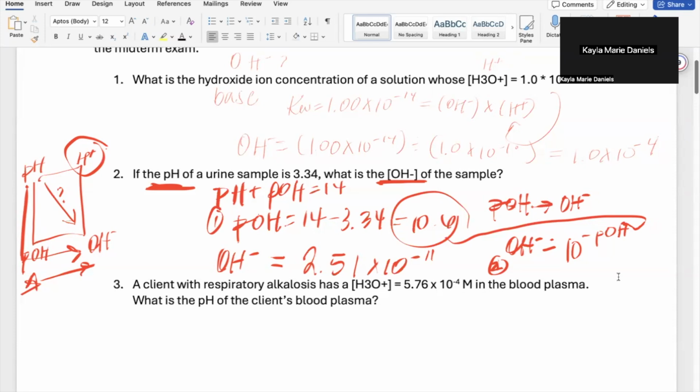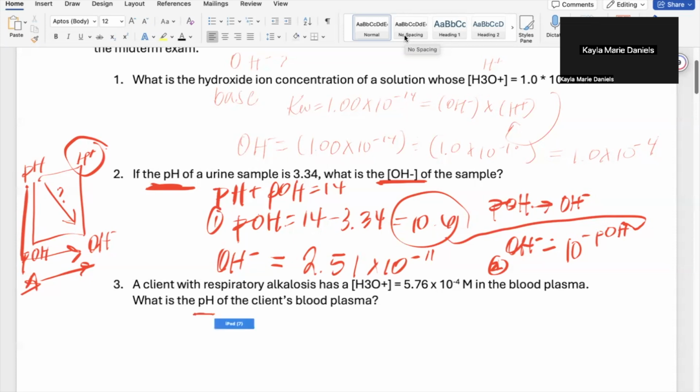All right, so number 3, we're still talking about acid base. Like I said, this is wording you would see on the exam. I literally just changed the numbers. So one of your questions says a client with respiratory alkalosis has an H3O plus concentration of 5.76 times 10 to the negative 4 molar in their blood plasma. So what is the pH?